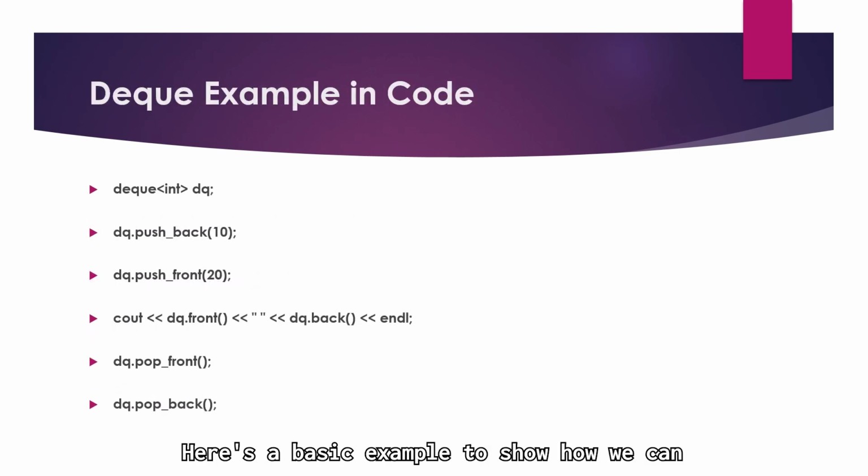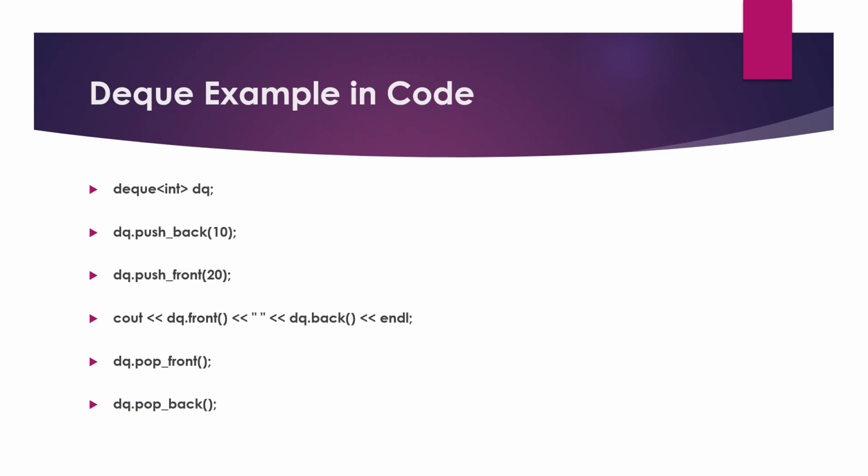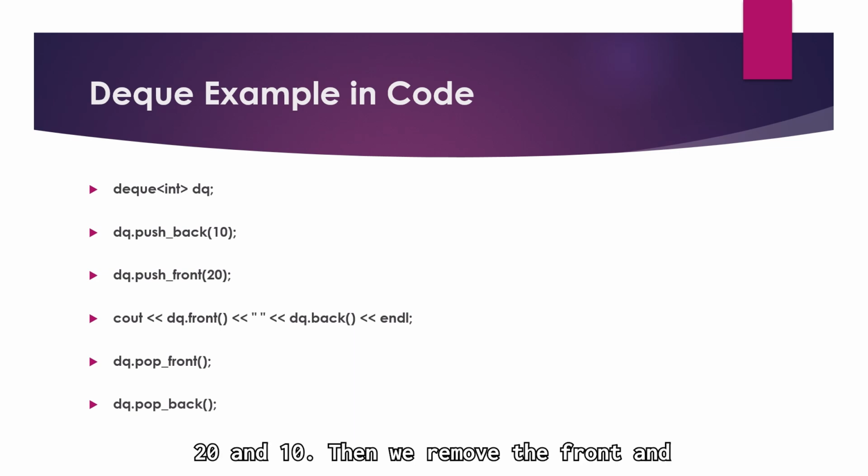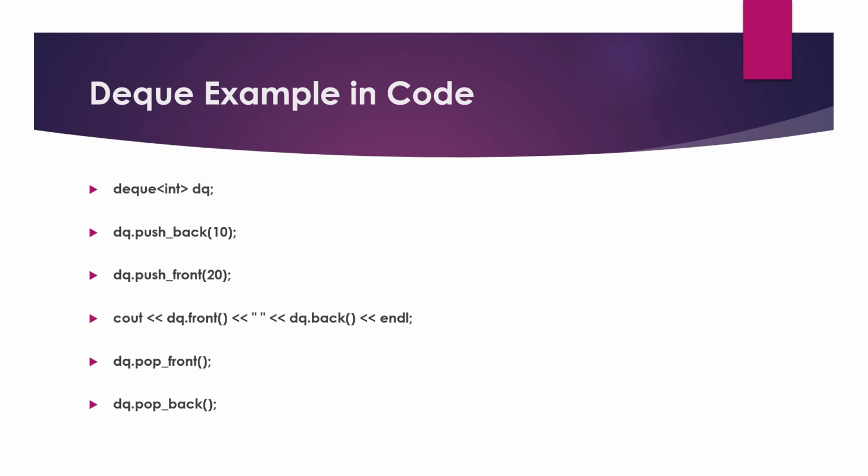Here's a basic example to show how we can use a deque. First, we push a 10 to the back and a 20 to the front. So now our deque contains 20 followed by 10. When we print the front and back, we get 20 and 10. Then we remove the front and back and we are left with an empty deque. This illustrates how cleanly and symmetrically a deque works from both ends.